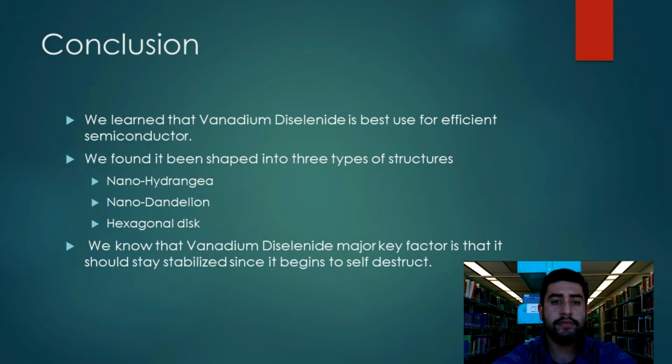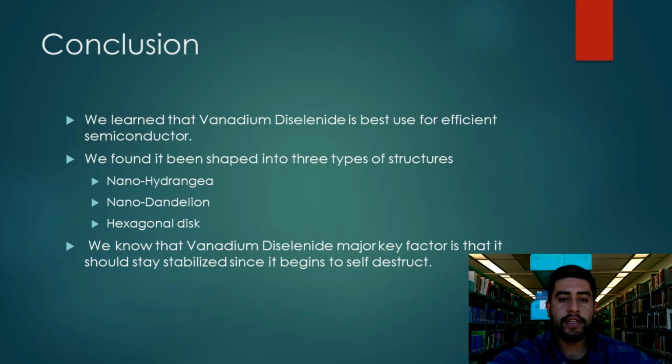We learned that vanadium diselenide is best used for the efficiency of a semiconductor. We found out that vanadium diselenide has been shaped into three types of structures: 1. Nanohydrangea, 2. Nanodandelion, 3. Hexagonal disc. Most notably, the hexagonal disc has been used as an ultra-thin nanosheet, which helps make solar cells work more efficiently.